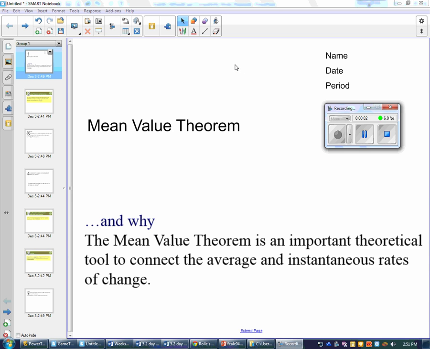Make sure your name, date, and class period is in the top right-hand corner. The title of this note is Mean Value Theorem.